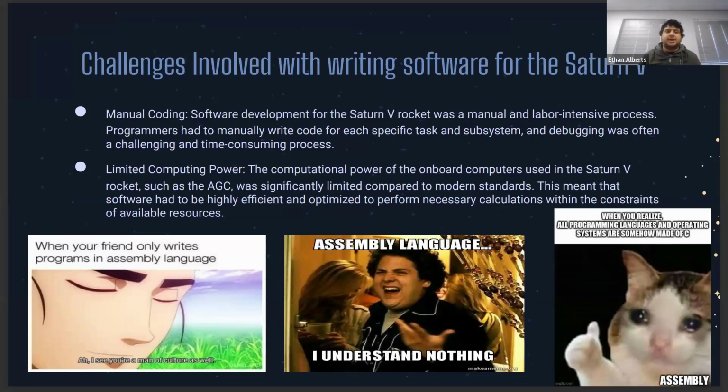Another challenge that they faced was limited computing power, because they had a lot of weight restrictions, obviously, for what they could send up into space. That definitely limited the amount of power that they could actually have with the software and hardware that they were sending up.